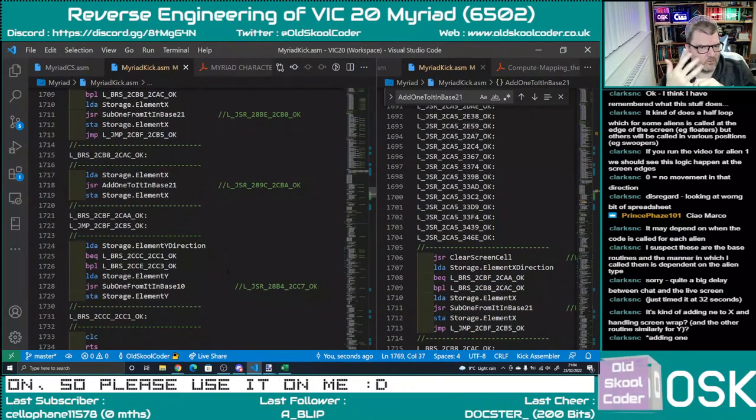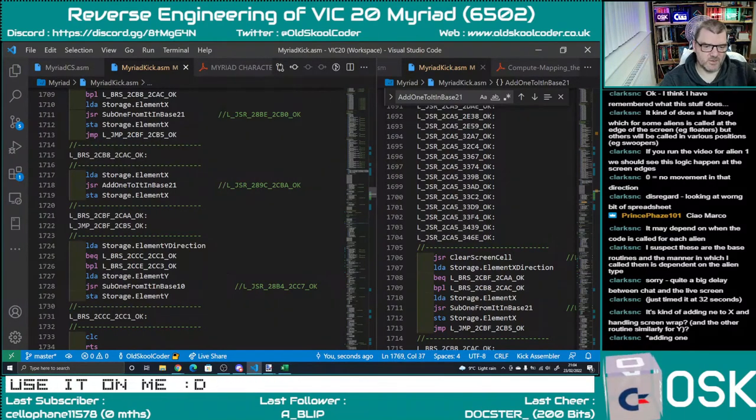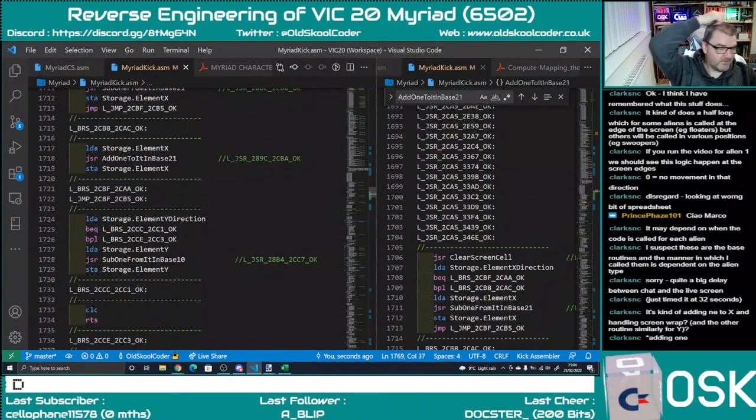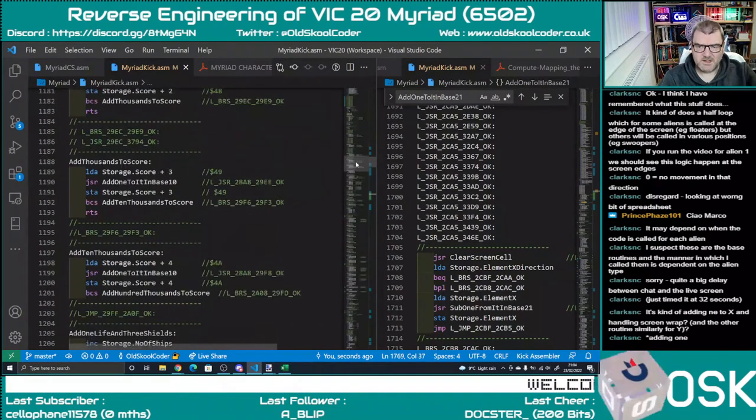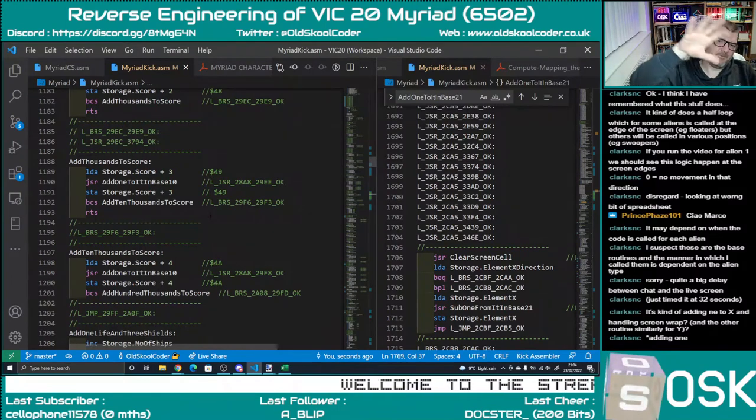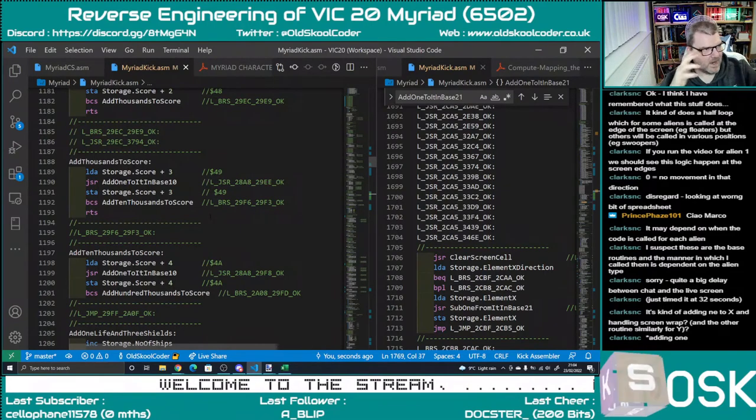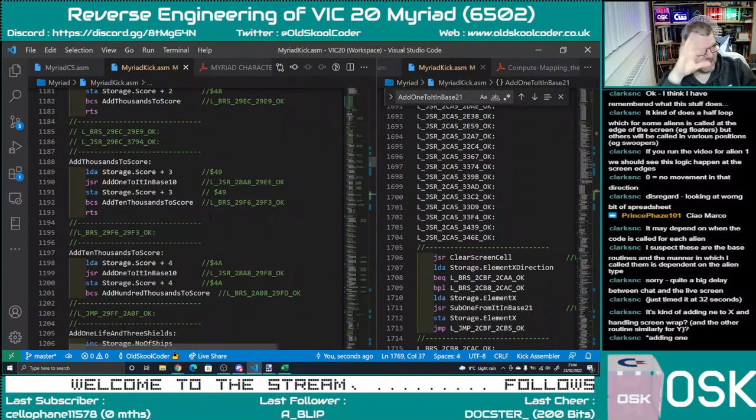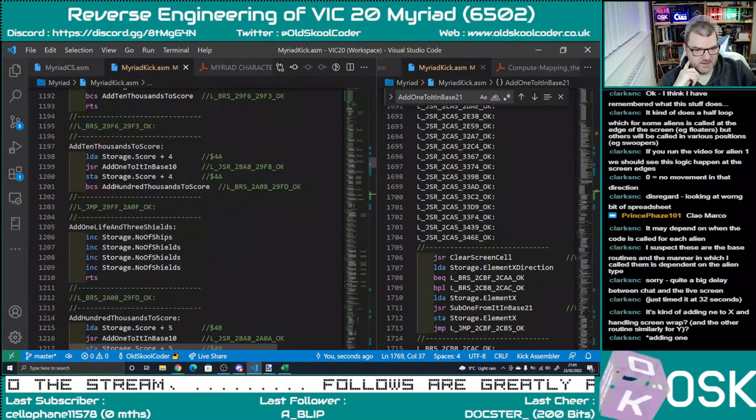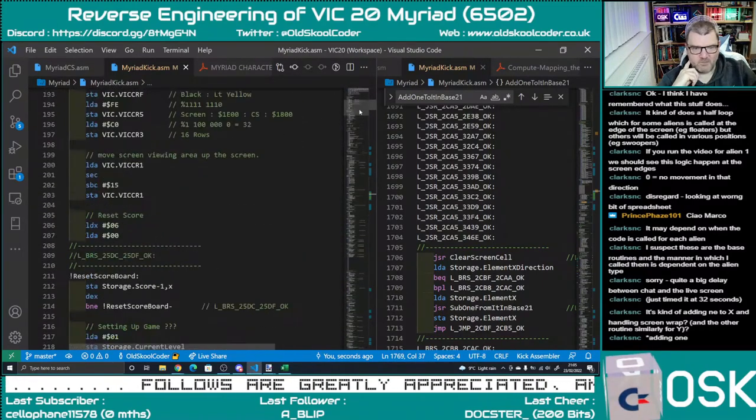We've found all the instantiations where we create the aliens. We haven't even got anywhere close to the movement, and I wanted to understand what the IRQ was doing. So that's what the change of direction routine was. It's effectively flipping them backwards and forwards, but in a way that if you just change one, you can essentially make it do a loop.